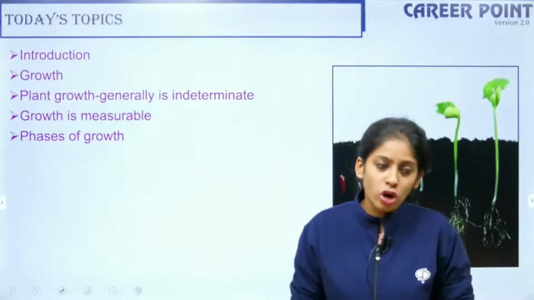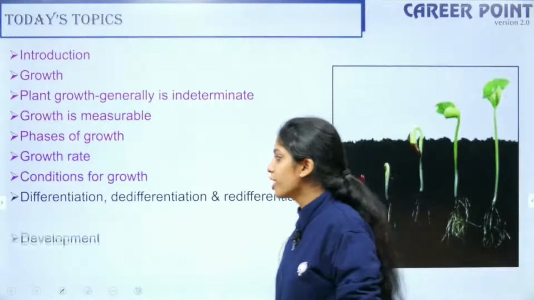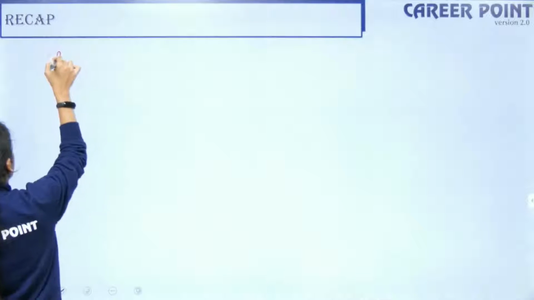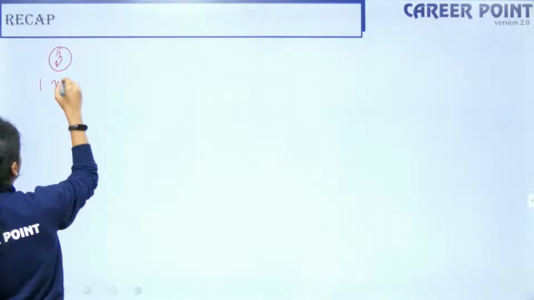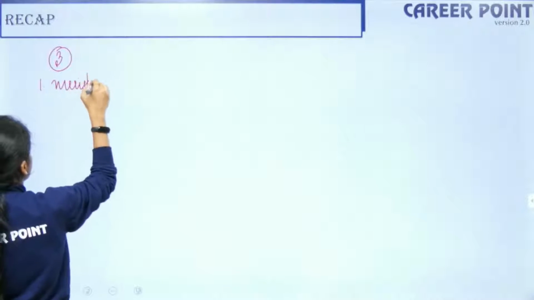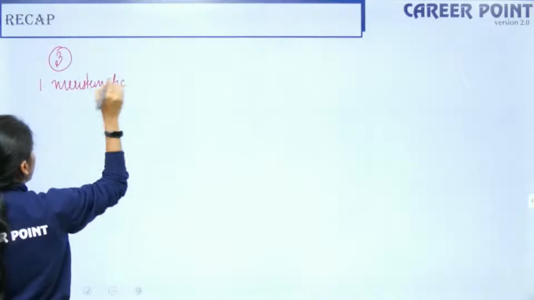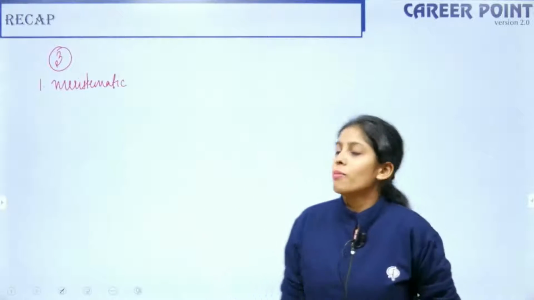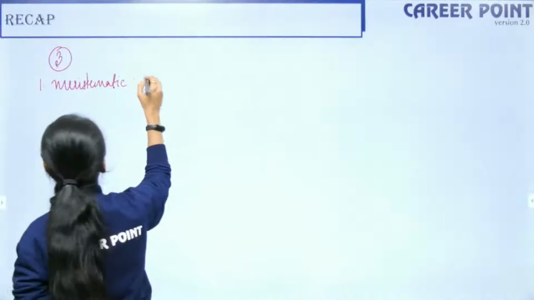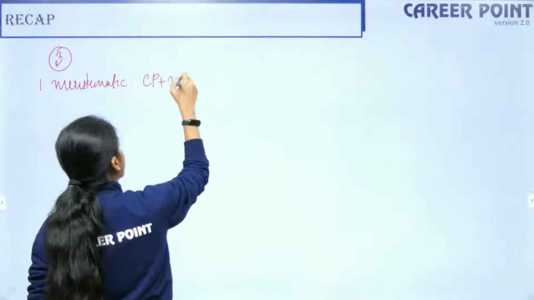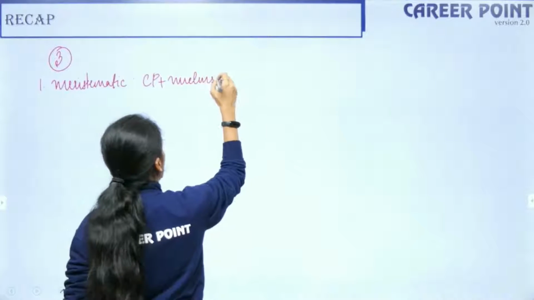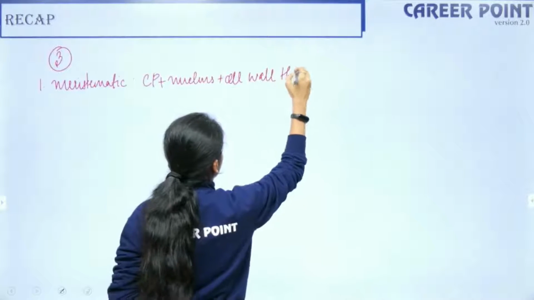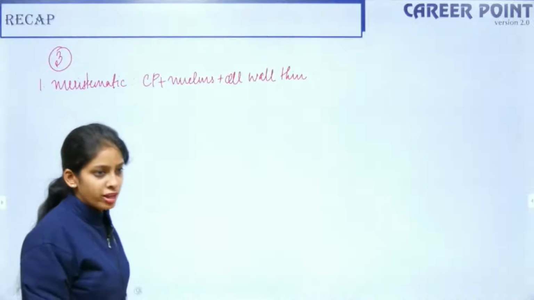So what are the phases of growth? We have been talking about the 3 phases of growth. The first phase of growth is meristematic. So they are actively dividing cells, right? They form your primary plant body. Meristematic cells have a distinct cytoplasm. They have a significant nucleus. The cell wall is thin. So this is about your meristematic phase of growth.